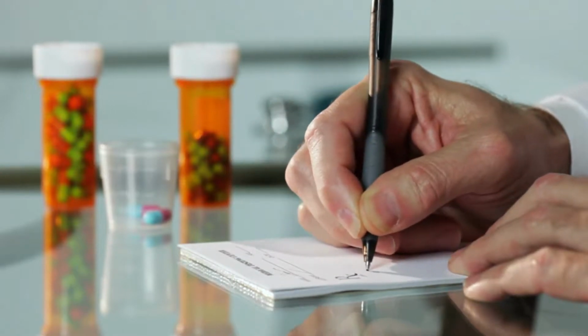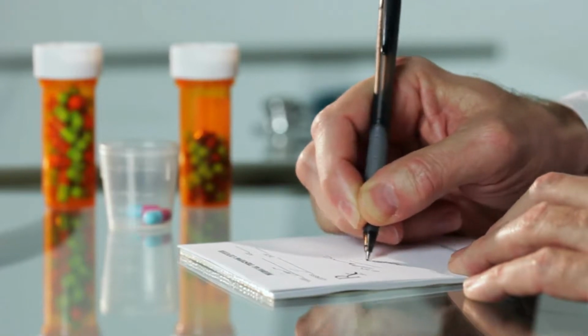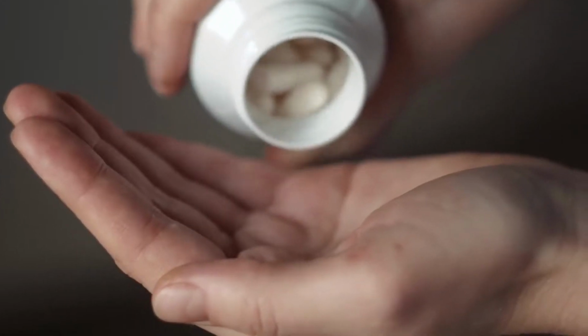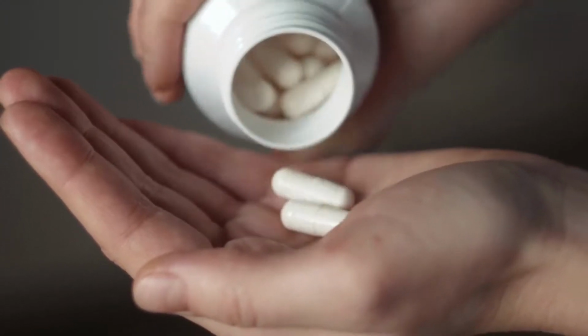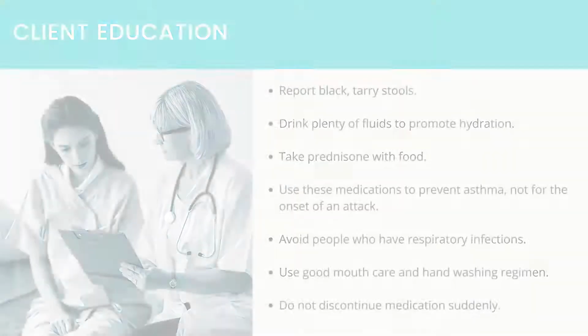Corticosteroids such as fluticasone and prednisone, leukotriene antagonists such as montelukast, mast cell stabilizers such as cromolyn, monoclonal antibodies such as omalizumab. Nursing actions. Watch for decreased immune function and wound healing. Monitor for hyperglycemia. Observe for fluid retention and weight gain. This can be common. Monitor the throat and mouth for aphthous lesions, canker sores. Omalizumab can cause anaphylaxis.